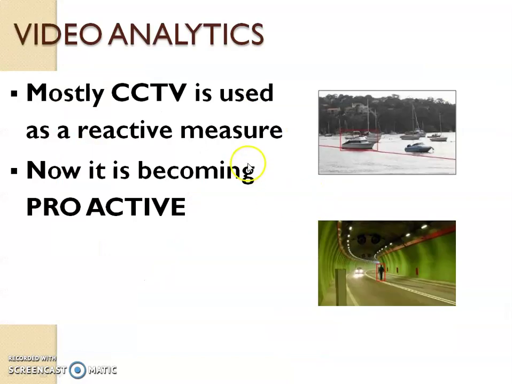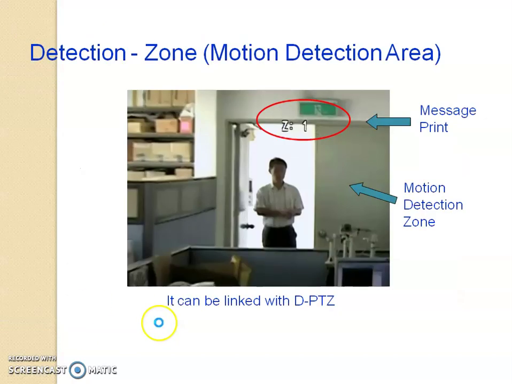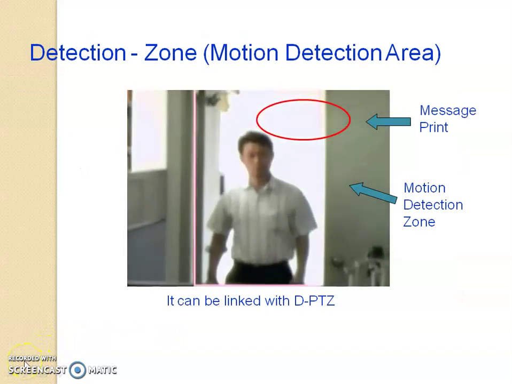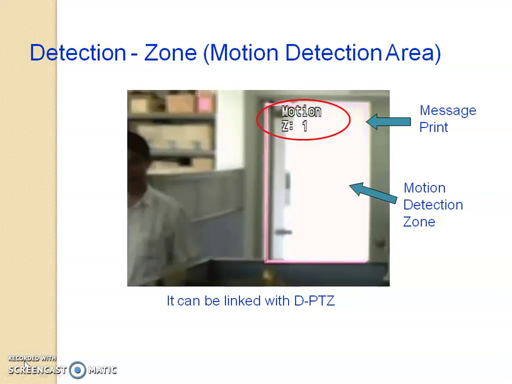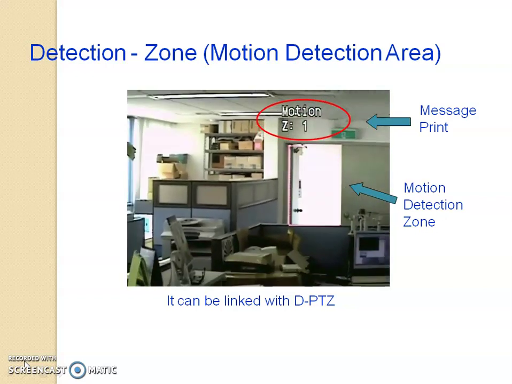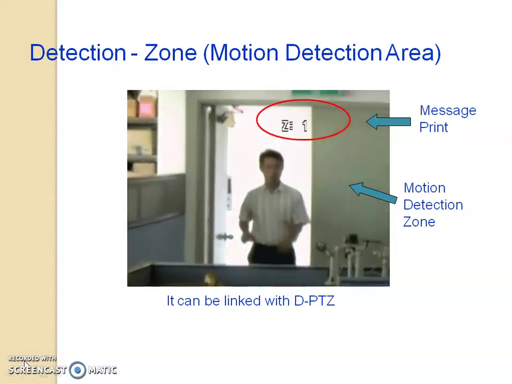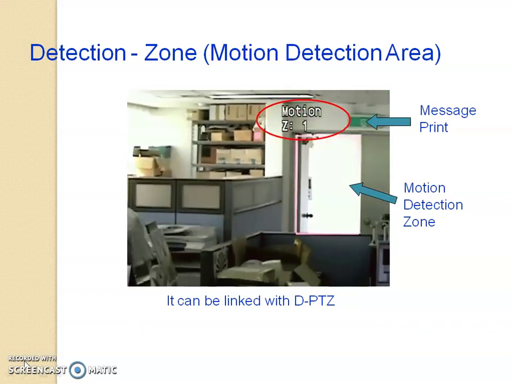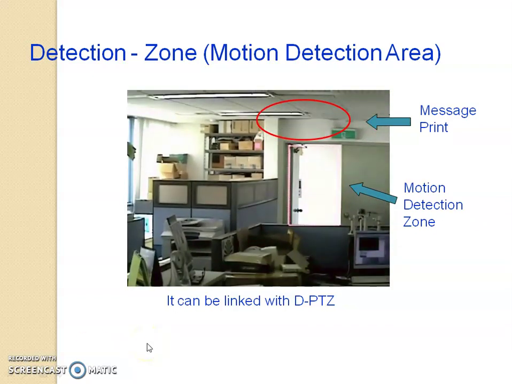And now we are going to see video analytics. Mostly CCTV is a reactive measure, but now it is becoming a proactive measure, which means the intelligence is happening in CCTV. This is called detecting the zone, motion detection. So if there is a motion happening, you can see the camera zooming into the particular person so that the face can be read in a better way. This is called motion detection.